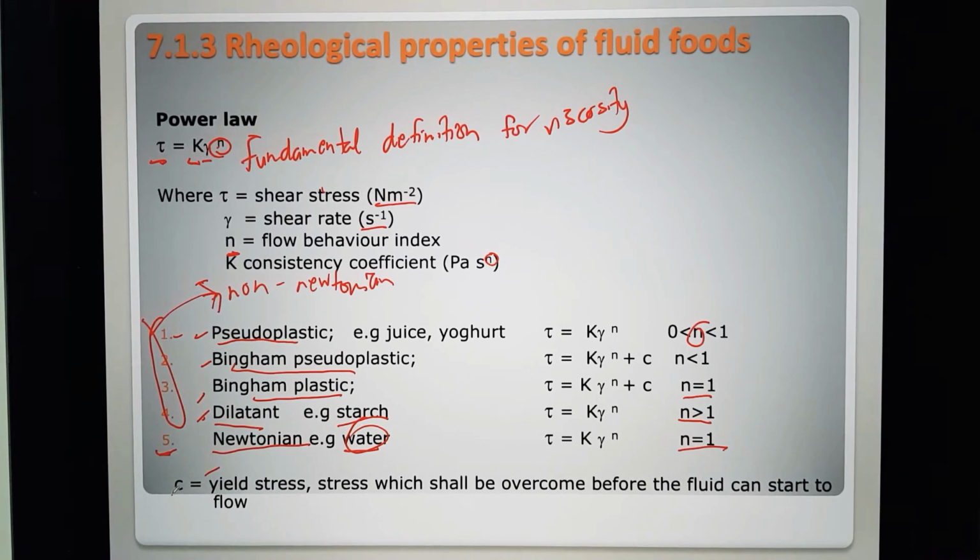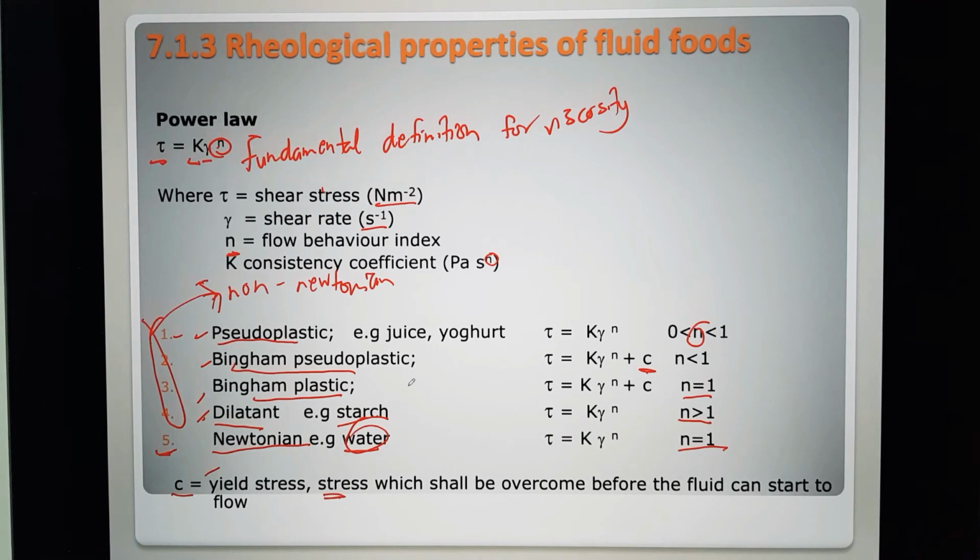And then we talk about C. For this equation, we have C. This refers to the yield stress, whereby it is the stress which must be overcome before the fluid can start to flow. Meaning that when we want to pour or move the fluid, we need an additional shearing force in order to overcome the stress of the fluid.